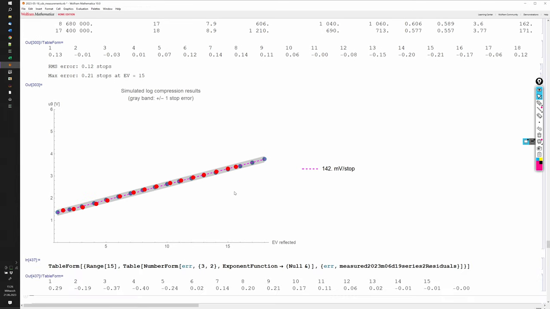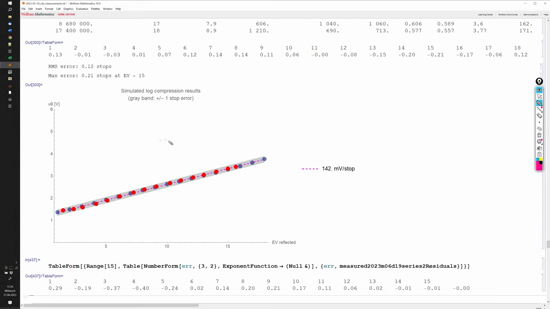Once we remove the offset, we see that the match to the desired slope of the pin 9 voltage is very, very good. My final simulations were aiming for a slope of 141.5 millivolts per stop, because that's the value that gives the best results with what we measured from the discharge network. The new log compression matches this desired slope very precisely.